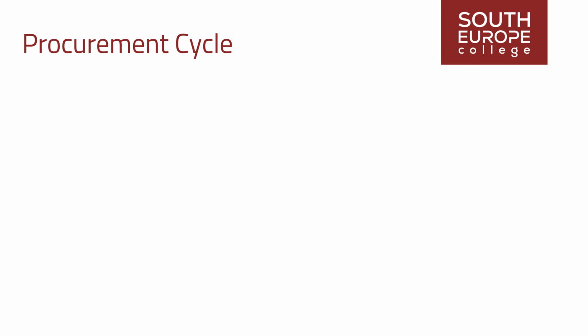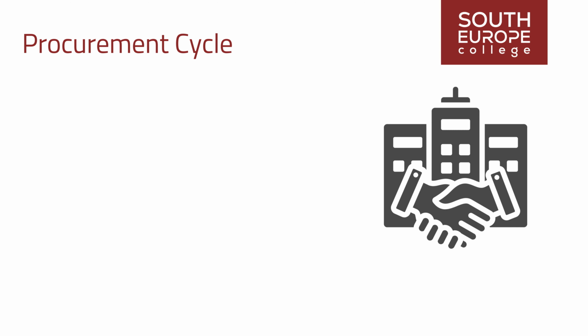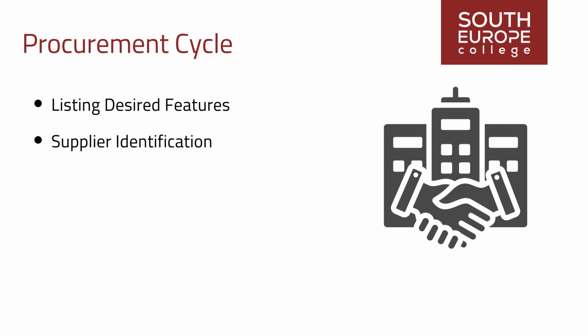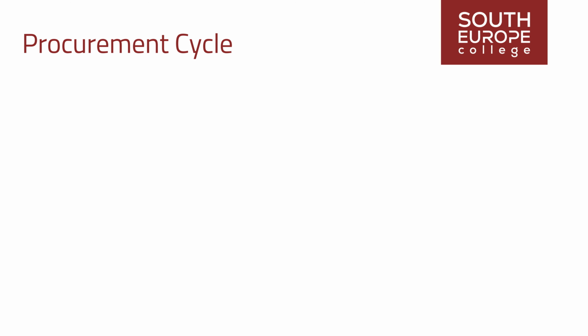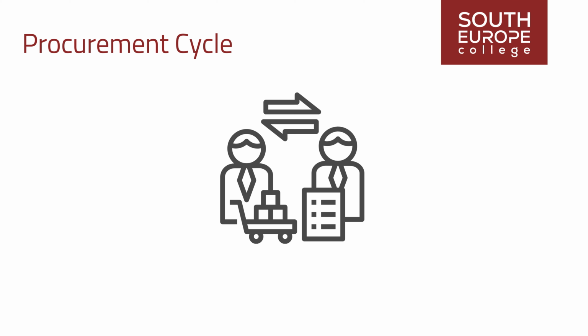After choosing a supplier, a company must follow a specific procurement process. This process is akin to how individuals approach purchasing decisions, such as buying a new car or laptop. It involves listing desired features, identifying potential suppliers, creating a shortlist, comparing options, and ultimately selecting the best supplier. The goal is to find the optimal combination of suppliers and products that meet all requirements.